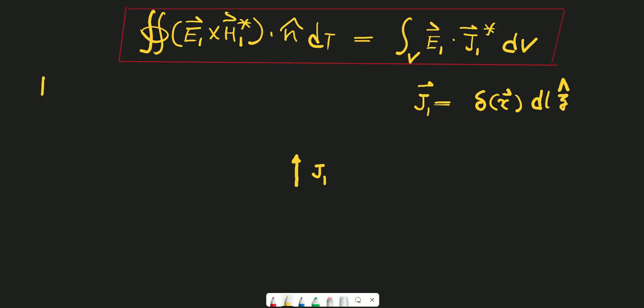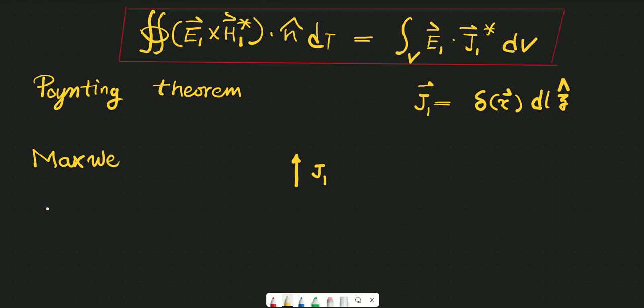This is Poynting theory. The Poynting theory comes from Maxwell equations. That means from Maxwell equations we can get a Poynting theory, so the Poynting theory should be correct. However, we will show Poynting theory is wrong as an example, using this dipole example.